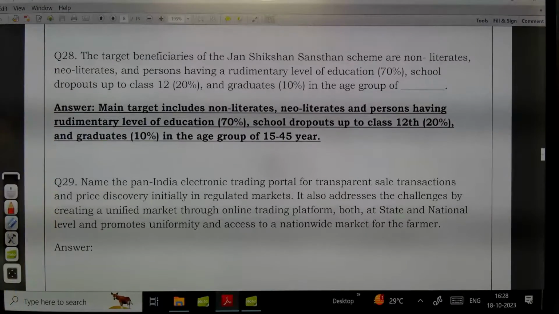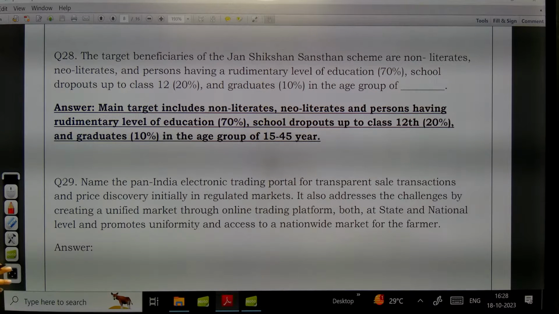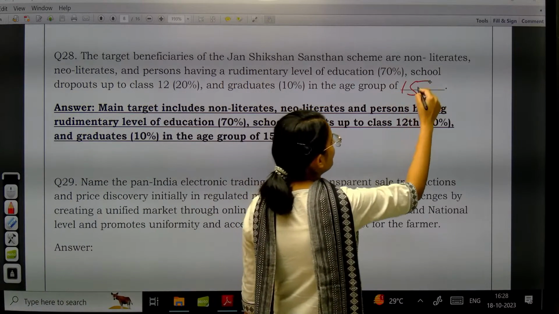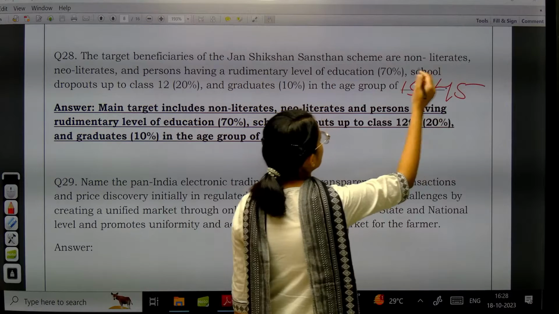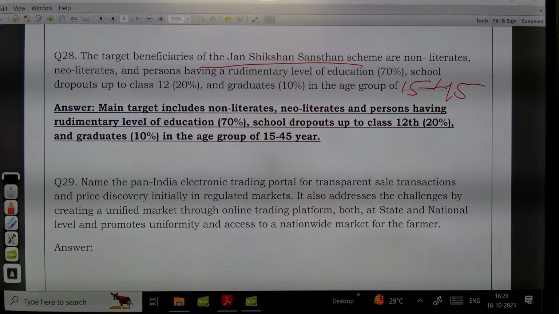Next question. The target beneficiaries of the Jan Shikshan Sansthan scheme are non-literates, neo-literates and persons having a rudimentary level of education, that is 70%, school dropouts up to class 12, that is 20%, and graduates 10%, in the age group of 15 to 45. This initiative was basically to educate these categories, okay, that has mentioned neo-literates, non-literates and rudimentary level of education.